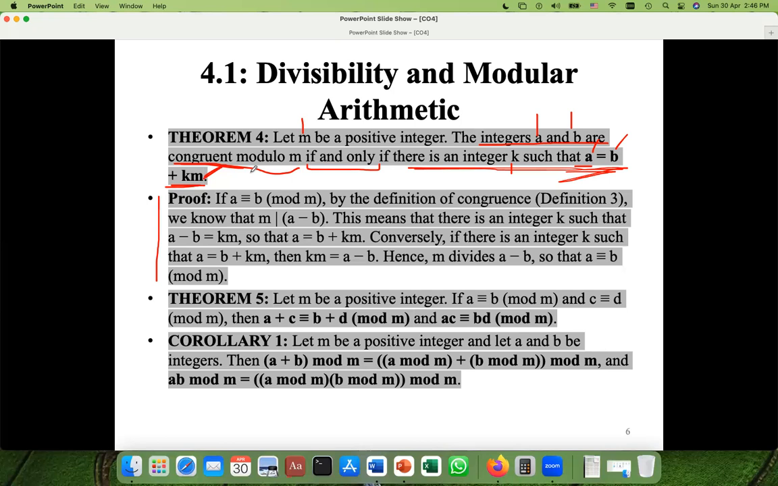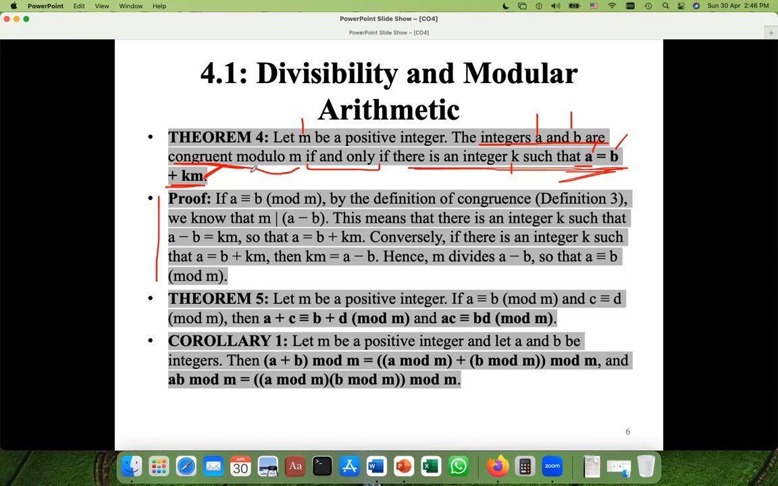Anyhow, so here this theorem is saying something like that. So you have to prove, and this theorem is saying that this congruence is true whenever this is true.